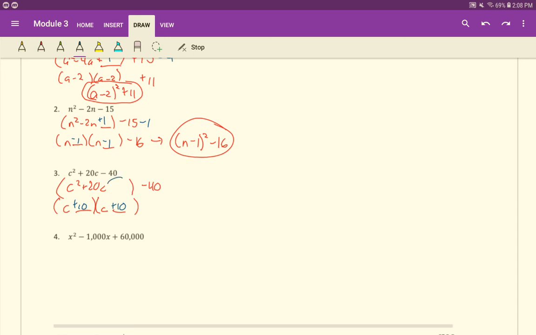Okay. So then what's missing here? It's missing, well, 10 times the 10, 100. And so we're adding 100 in, we'll subtract 100 over here. And so we'll have a minus 140 when we combine these two things together. So as a result then, this will equal C plus 10 squared minus 140. Okay, and so there it is with the perfect square.